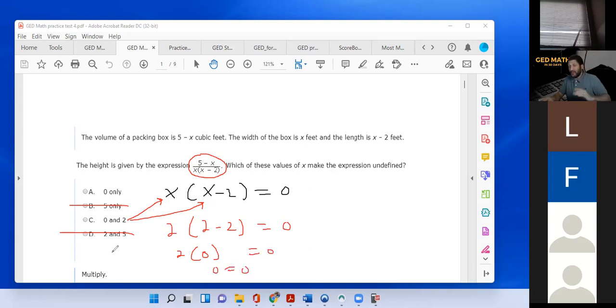Okay, this is one of the most missed questions on your exam. Undefined. They hardly ever put the negative square root on the GED exam.